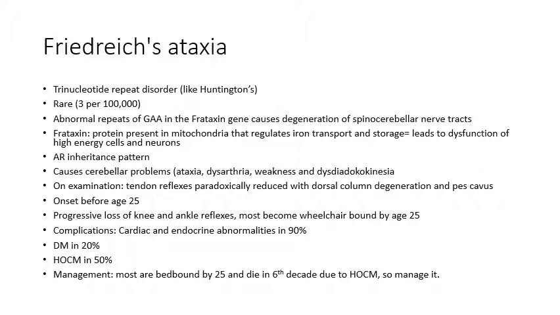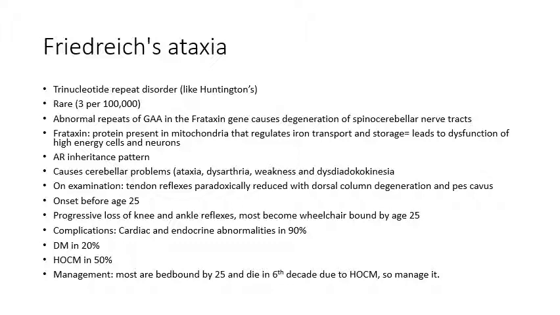Specifically, Friedreich's ataxia manifests as cerebellar problems, which is why it's called Friedreich's ataxia, and you're also going to get dysarthria, weakness, and you may also get dysdiadochokinesia with it as well. The onset is usually before age 25, and there are a few features to find on examination, as listed below. There is a progressive loss of knee and ankle reflexes, progressive weakness, along with the cerebellar symptoms, and most will become wheelchair bound by age 25 as a result of the weakness and the degeneration of those nerve tracts.